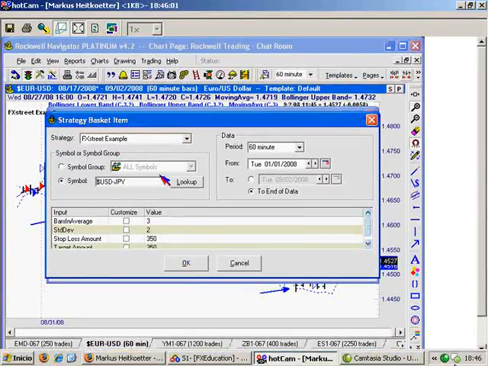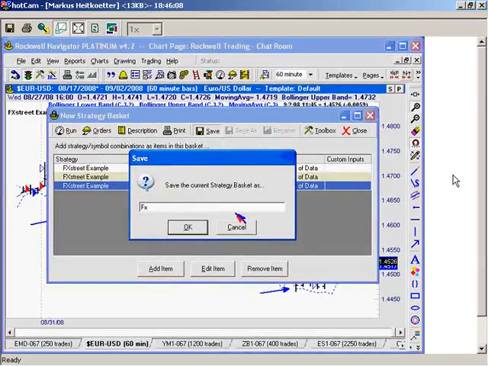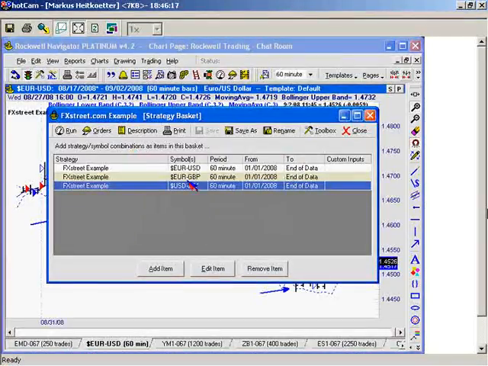All right, well, let me do this. Now, one thing that I have to do here, let me just quickly save this as fxstreet.com example. Okay, one small thing that I have to do here in my charting software is that I have to adjust the settings. Here we go.